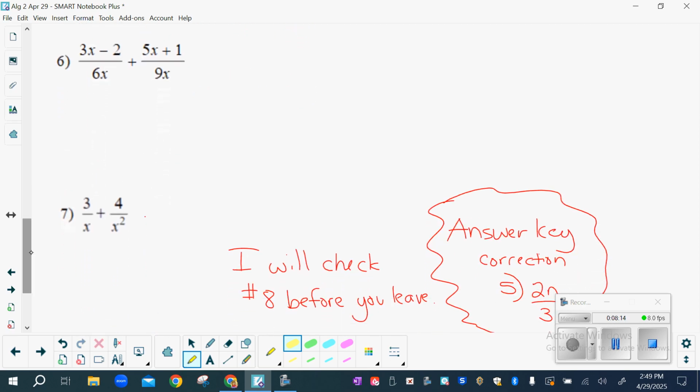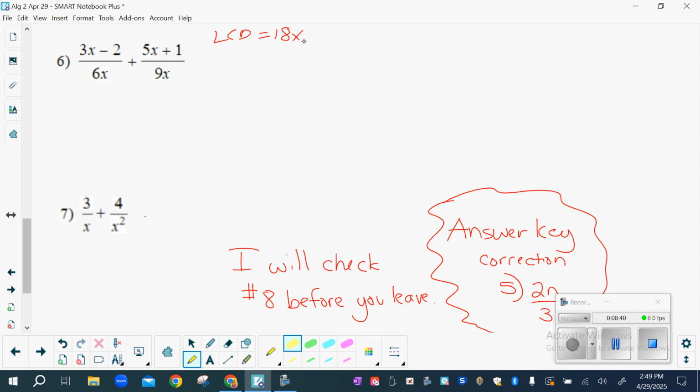So number 6, a little bit harder, not a lot harder, but a little bit harder. So I'm going to ask this table back here. What's my least common denominator on number 6? 18 or 18x? 18x, that's right. So our least common denominator is 18x.